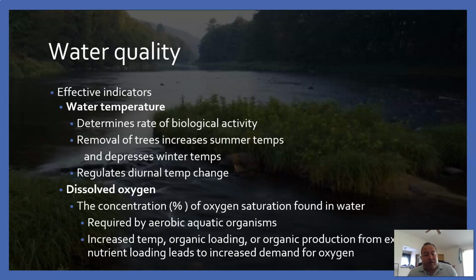Another thing you want to look at is your dissolved oxygen concentration, so the concentration of oxygen saturation found in water. Aerobic aquatic organisms like fish are going to need oxygen to breathe while they're in the water. Increased temperature or organic production from excess nutrient loading can lead to an increased demand for oxygen from other plants or other species, causing problems for the species that are already there.